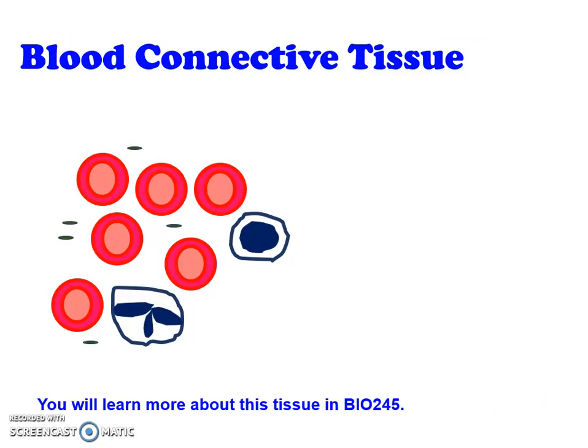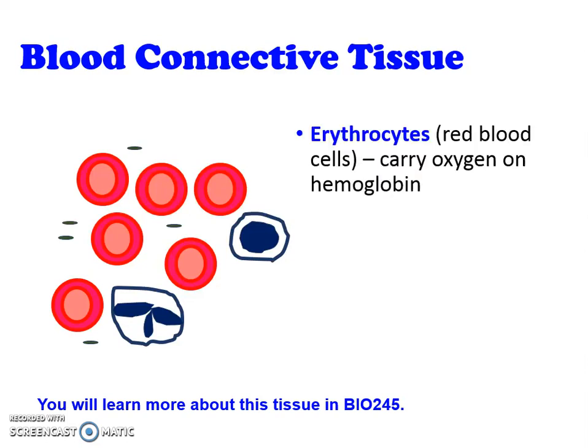And the last type of connective tissue that we're going to be talking about here is blood connective tissue. And blood connective tissue is kind of interesting because in this case the matrix is going to be a liquid. Now there's 3 different types of cells that we find in blood connective tissue, and I want you to be able to identify these types of cells, even though you'll learn way more about this in the next course, Biology 245.